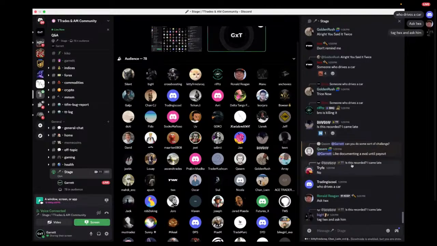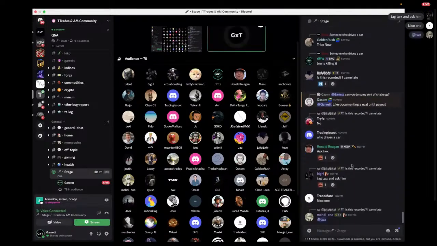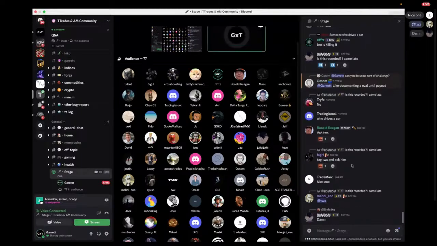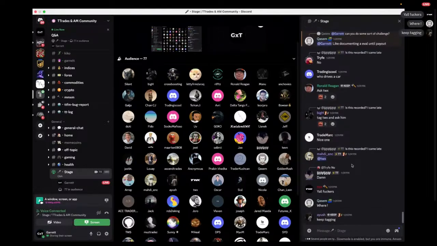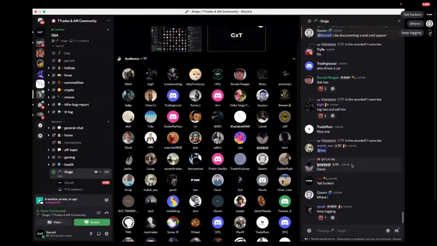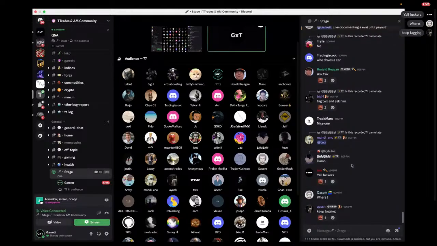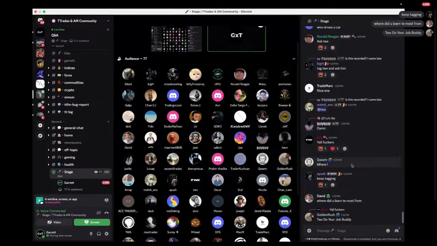Like documenting eval to payout. I already did that with the fractal model. I was doing some promotion for the fractal model, but I haven't really done it with GXT or anything like that. I didn't record it though. It was literally just like I passed the top sub account in 2 days, and then 5 days later I got a payout. That was it.